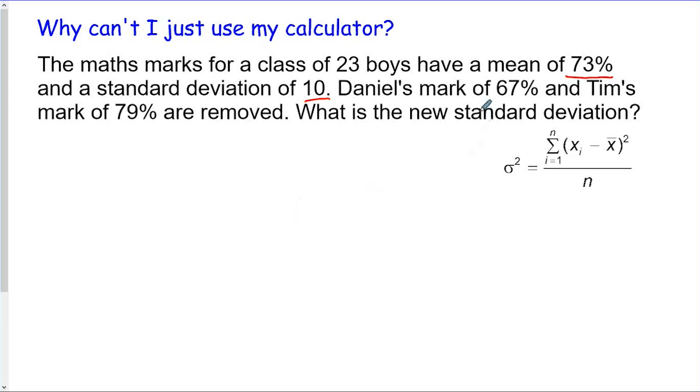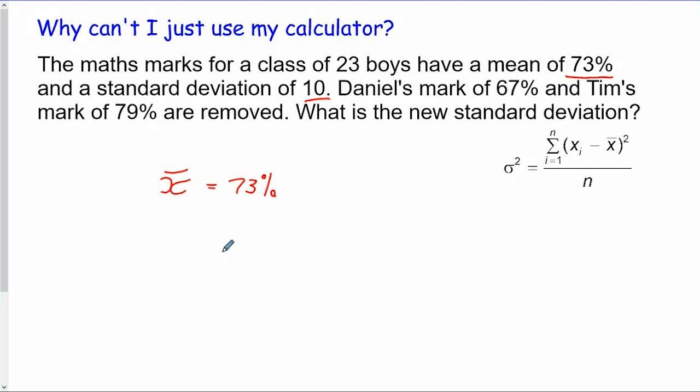But in fact, if one has a look at it, these 2 boys average out at the mean. Daniel's mark is actually 6% below the mean, and Tim's mark is 6% above the mean. So their marks being removed will not affect the mean. So the mean is still 73%, even when there are only 21 marks.